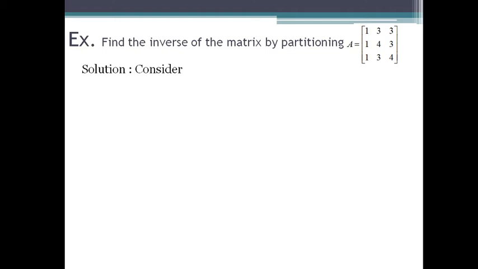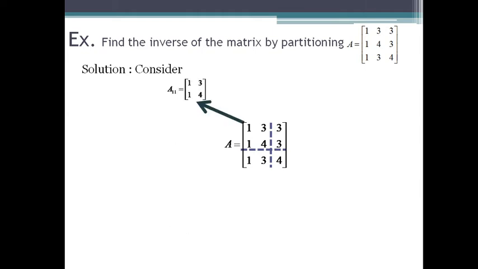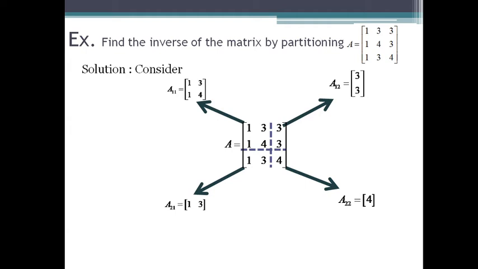Now we discuss an example. Find the inverse of a matrix by partitioning method. Here a 3 by 3 matrix is given. Therefore, we consider this 3 by 3 matrix and we divide this matrix into 4 parts. These are the 4 parts where A11 is a 2 by 2 matrix, A12 is a 2 by 1 matrix, A21 is a 1 by 2 matrix and A22 is a 1 by 1 matrix.